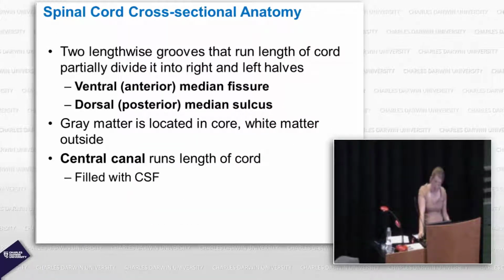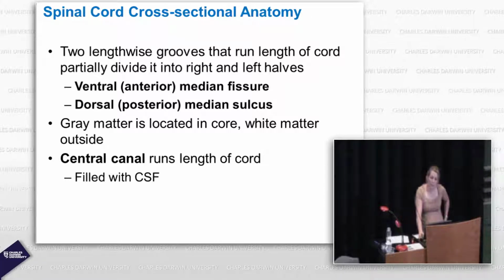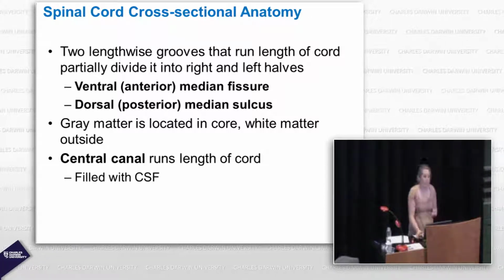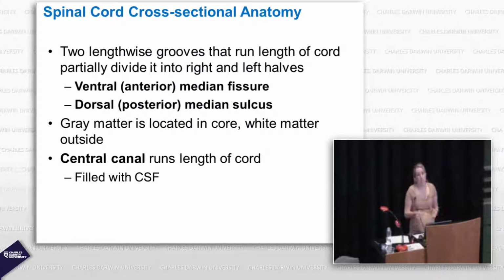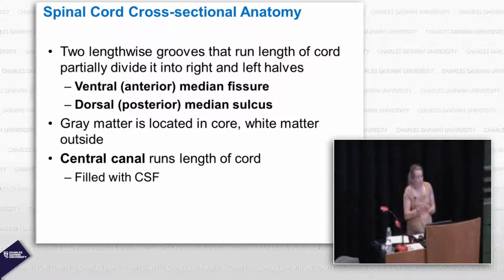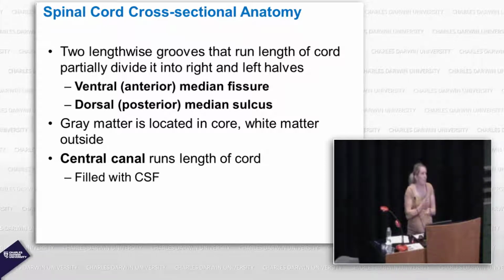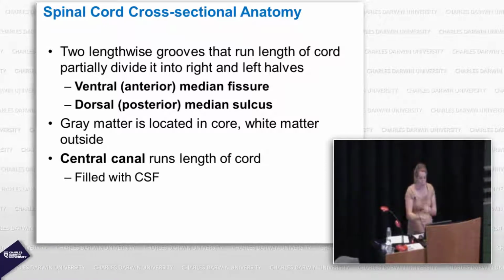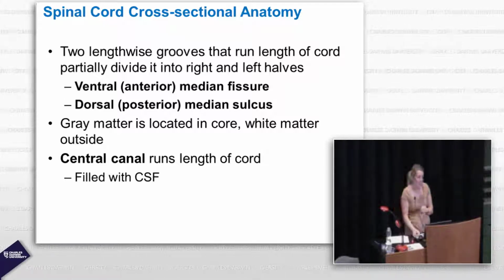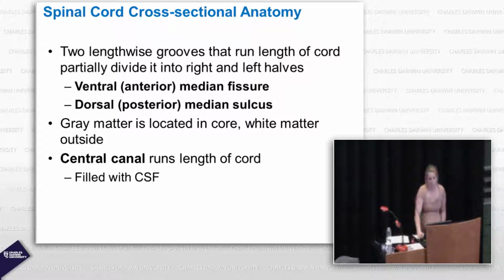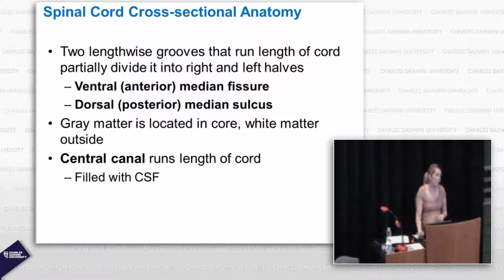Okay, so we've got the two lengthwise grooves that run the length of the cord and partially divide it into right and left sections. Pretty much all of the spinal cord is symmetrical, so this divide shows where the symmetry begins. I pointed out the median sulcus on some of those cadaver images before. There's also a matching fissure on the other side, and we'll see that better in some of our cross sections.